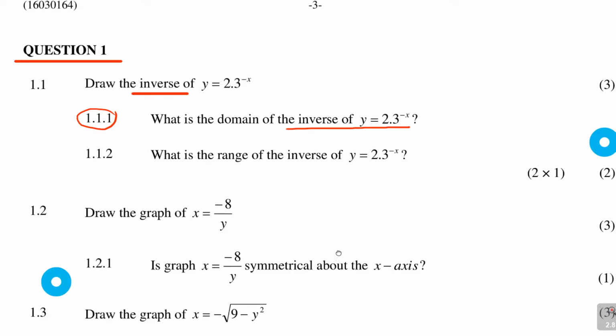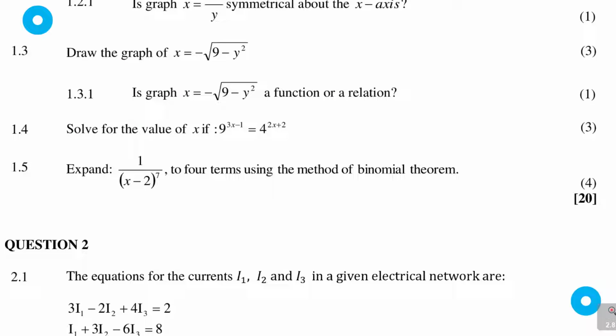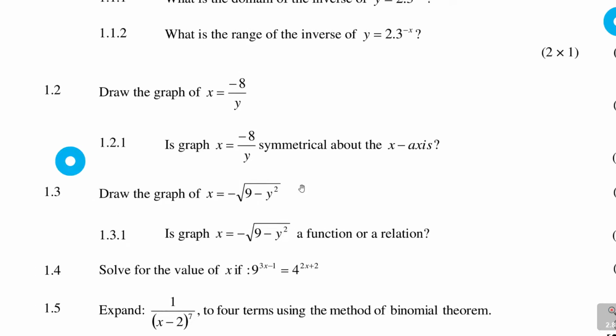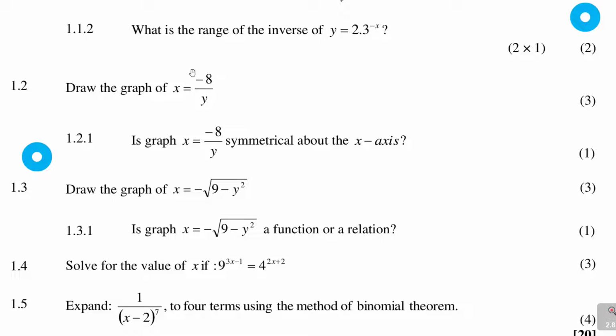So we are okay, we are done with this one, question 1.1. So let me erase. Let's come to 1.2. Draw the graph of x is equal to minus 8 over y. You see, they're just confusing you here. They're saying draw the graph of x is equal to minus 8 over y. Doesn't matter whether it's 8 or that, but first of all, you make y the subject of the formula. Over 1, you multiply by y, you multiply by y. So here you have got xy is equal to negative 8.